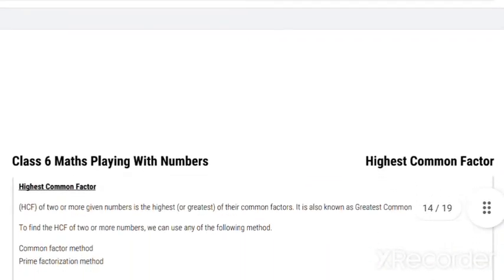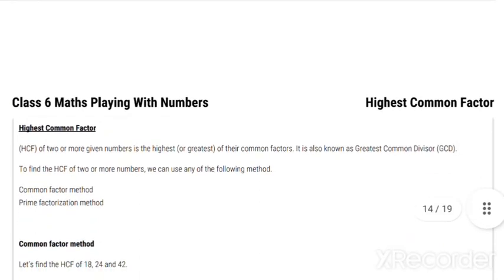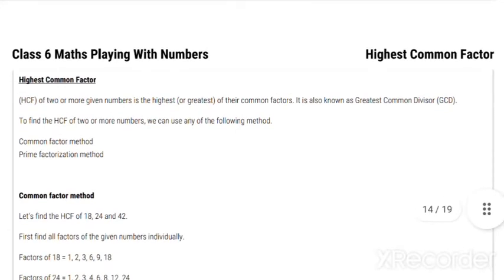Next children, HCF, highest common factor. What is the meaning children? It is the highest of their common factor. It is also known as greatest common divisor. Now children, to find the HCF of two or more numbers, we can use any one of the following methods: common factor method, prime factorization method, and then one more method is there to find the HCF, the division method, which I will explain at the last of the video.